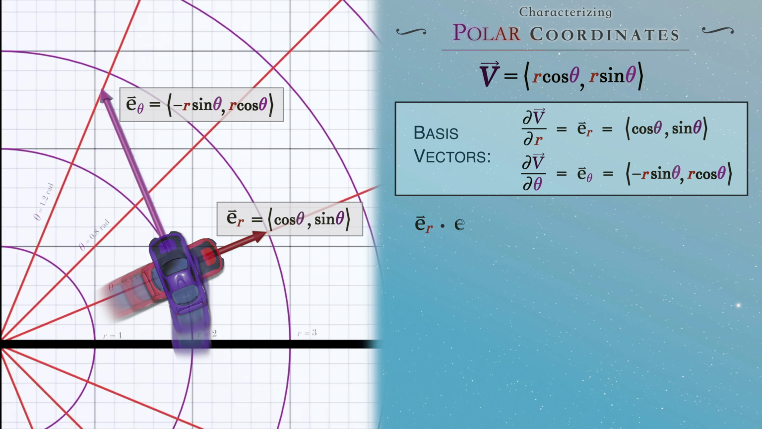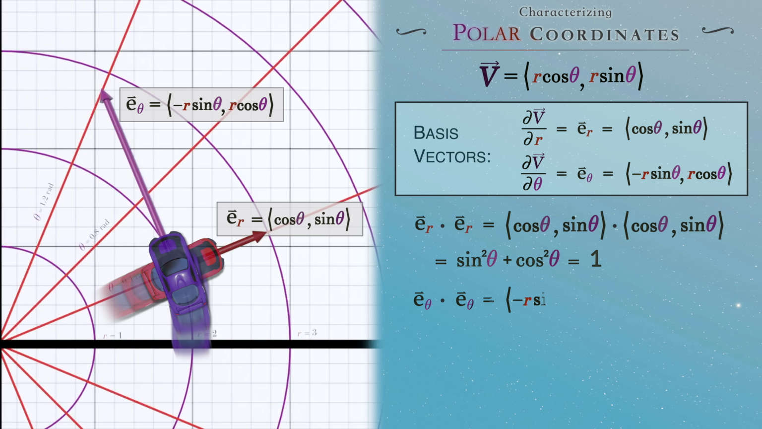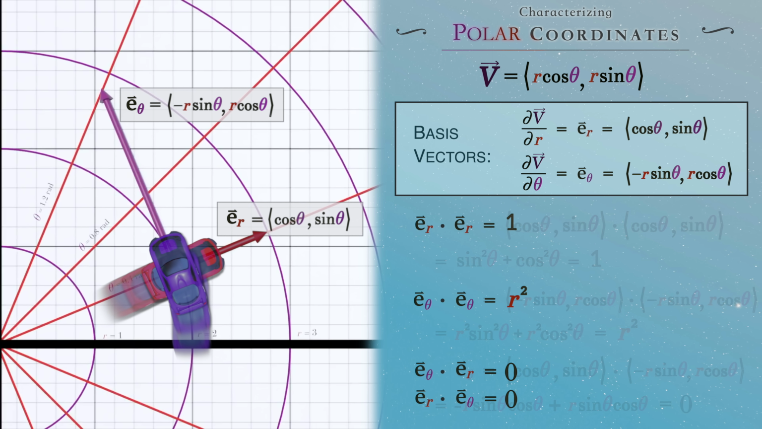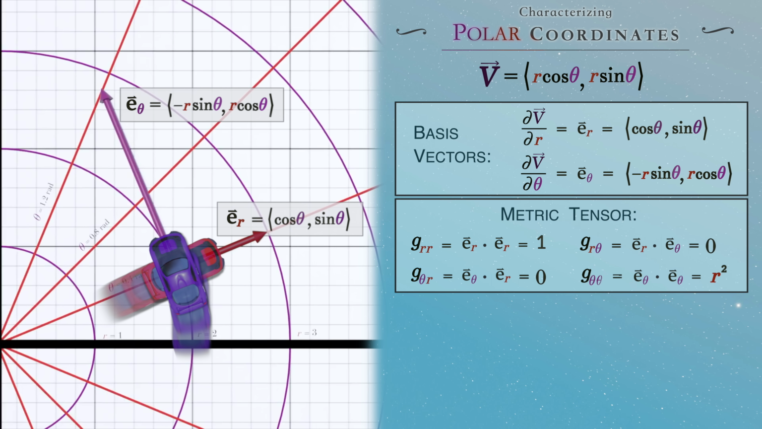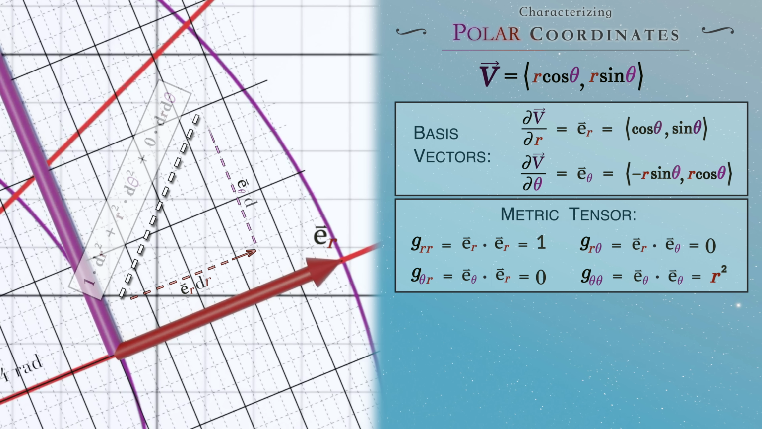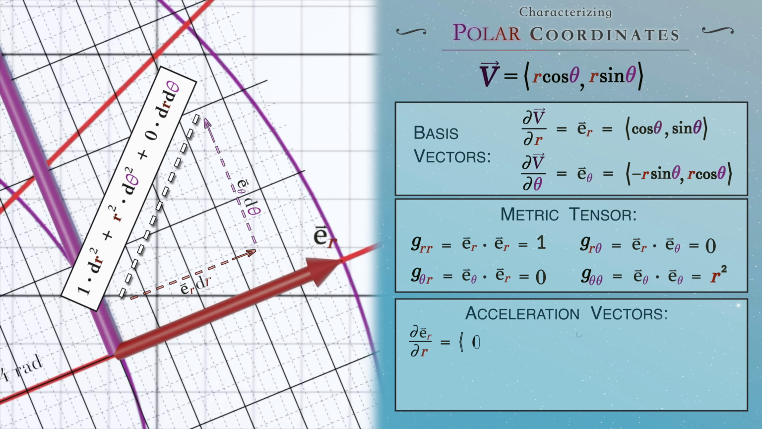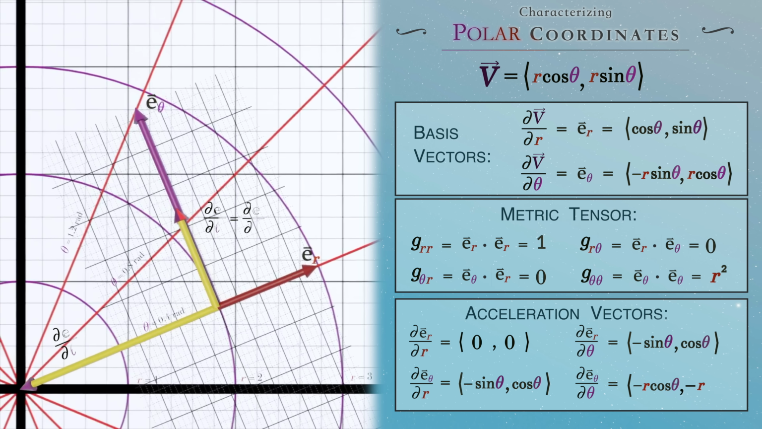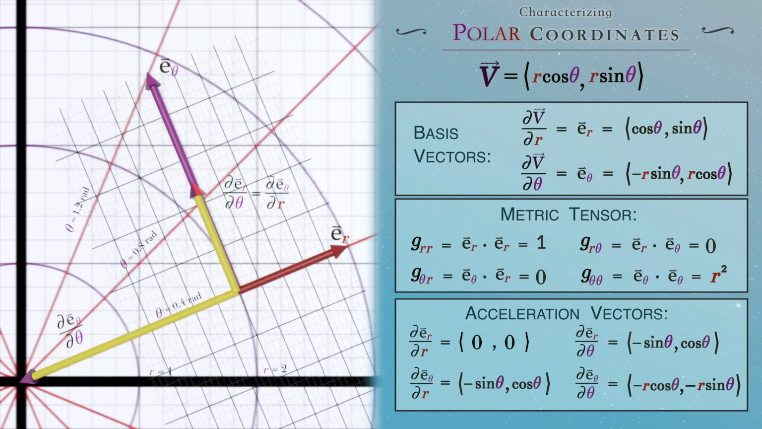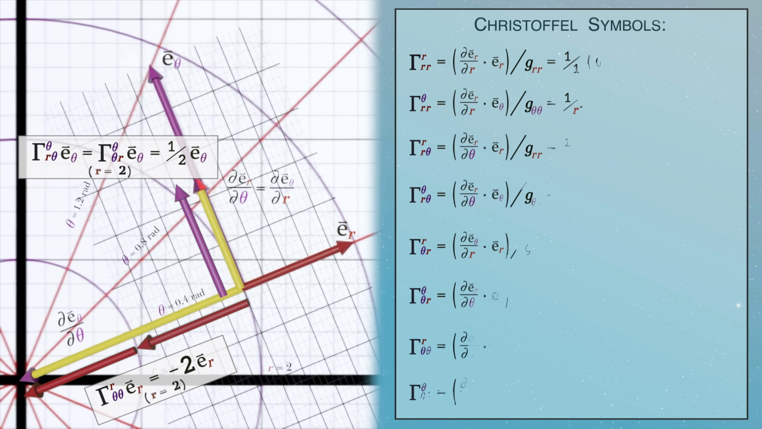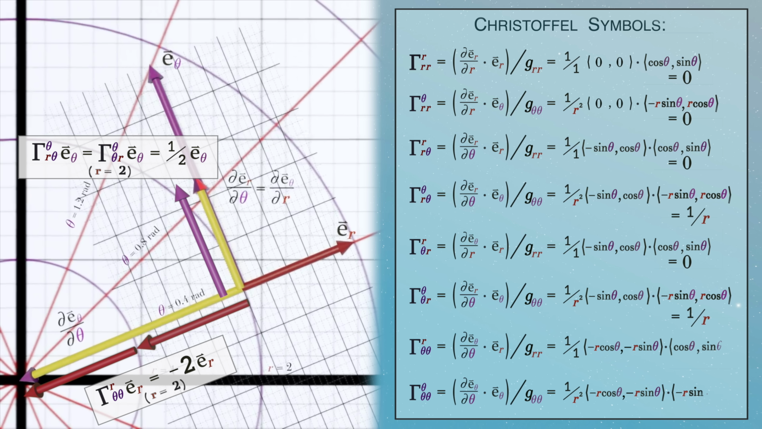Next, permuting the dot products of the basis vectors yields the values 1, r squared, and 0. These are the components of the metric tensor, or the coefficients of the arc length formula. Lastly, taking partial derivatives of the basis vectors with respect to r and theta, and expressing their components in the polar basis, yields the 8 Christoffel symbols, the only non-zero ones of which turn out to be minus r and 1 over r.